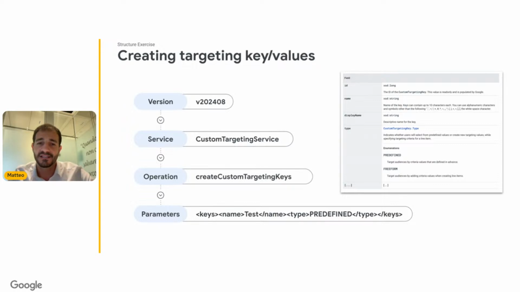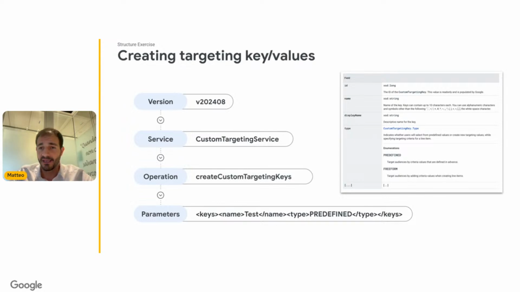There's a keys tag that contains two tags, one named name and the other one called type. And again, name can be anything you want. Type, as you can see in the little cutout at the top right, it needs to be either predefined or free form. So again, you get this by looking at the API. It will tell you what the parameters are supposed to look like. So very easily, by just doing this, we can create a new key. The system will return a key ID.